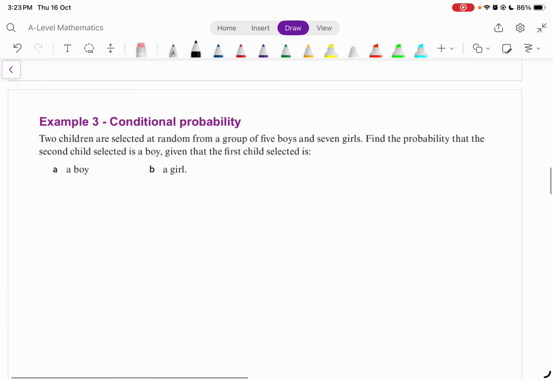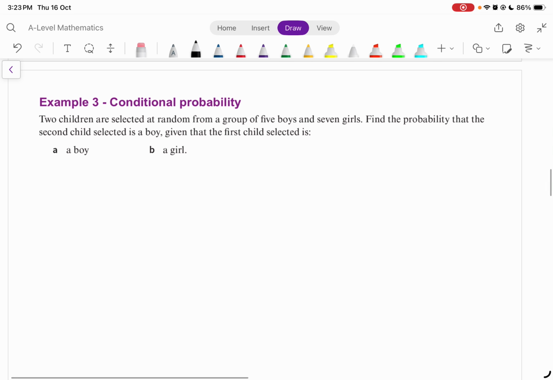Let's try again. 2 children are selected at random from a group of 5 boys and 7 girls. Find the probability that second child was selected as a boy, given that the first child is a boy.